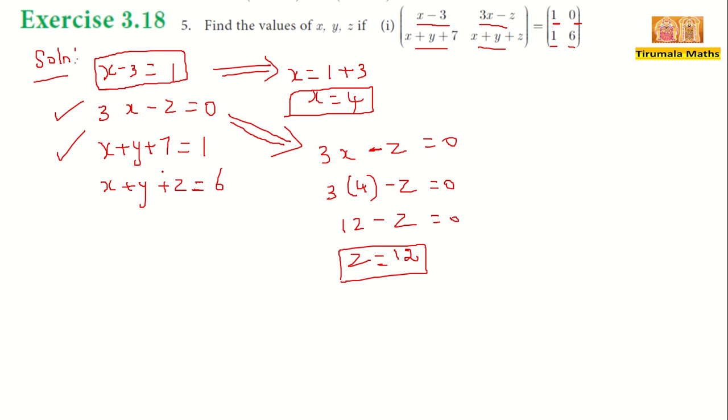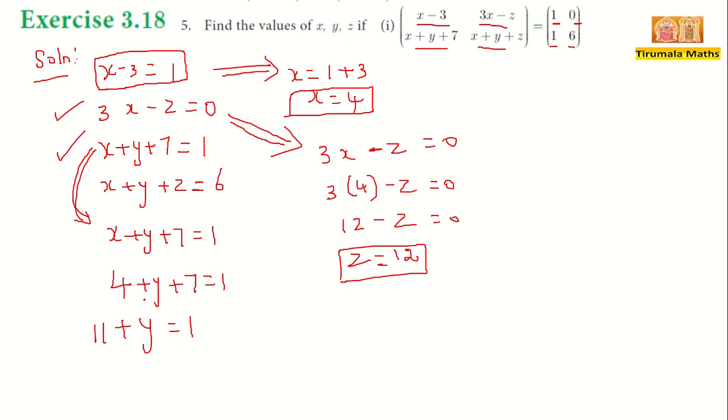Now we have x and z, and we need to find the value of y. Take this equation: x plus y plus 7 equal to 1. I know the value of x is 4. So 4 plus y plus 7 equal to 1. Adding 4 and 7 gives 11. So 11 plus y equal to 1, so y equal to 1 minus 11. So y equal to minus 10. Now we have found x, y, z.